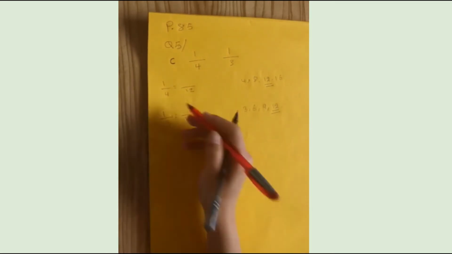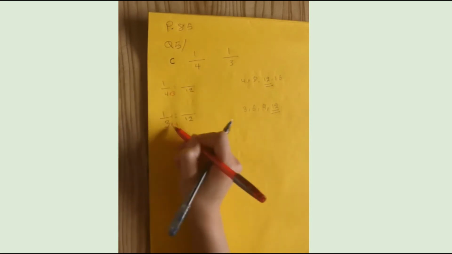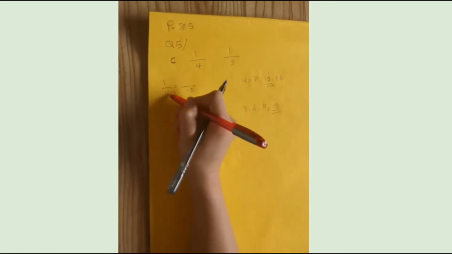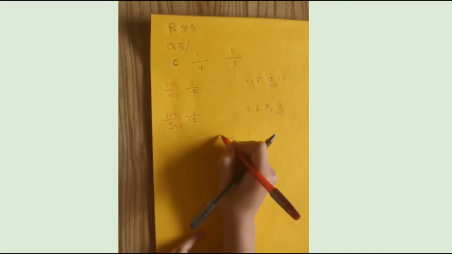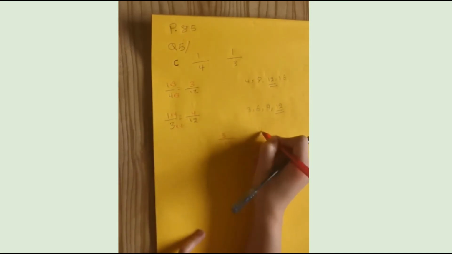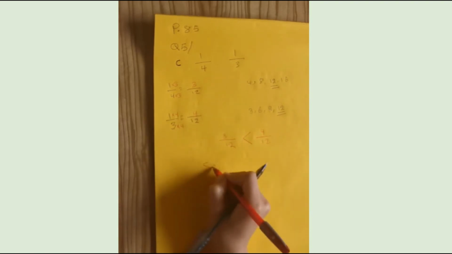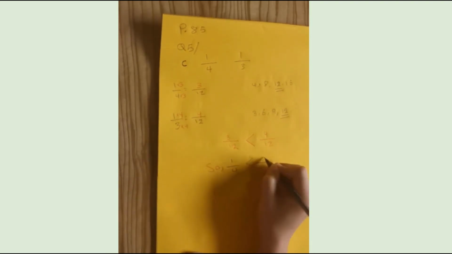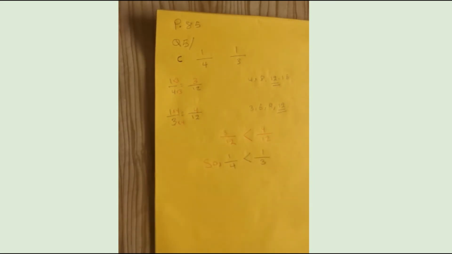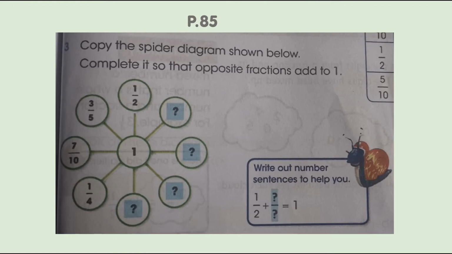How did we end up with 12? Because 3 times 4 equals 12, and 4 times 3 equals 12. Whatever we are doing to the bottom, we are doing to the top. Now we ended up with 3 out of 12 and 4 out of 12. And 4 out of 12 is bigger, so we know that 1 out of 3 is bigger than 1 out of 4. All right, now let's look at this question on page 85.